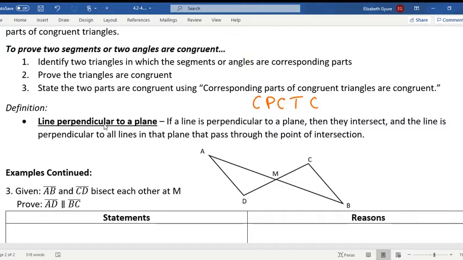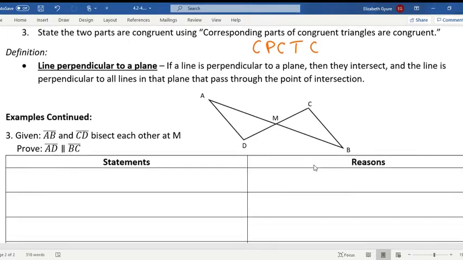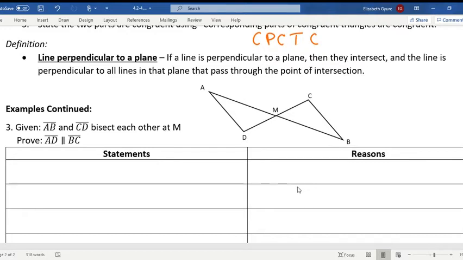And then we just have one small definition here. It's the definition of a line perpendicular to a plane. If a line is perpendicular to a plane, then they intersect, and the line is perpendicular to all lines in that plane that pass through the point of intersection. So you'll have your plane, your line is perpendicular to it, any other line that passes through that intersection, it will also be perpendicular to, which is helpful sometimes for showing that you have maybe a right angle or congruent angles, things like that. And then we just have two more proofs. And then we're done, and hopefully we should have a good amount of time to start on our homework.